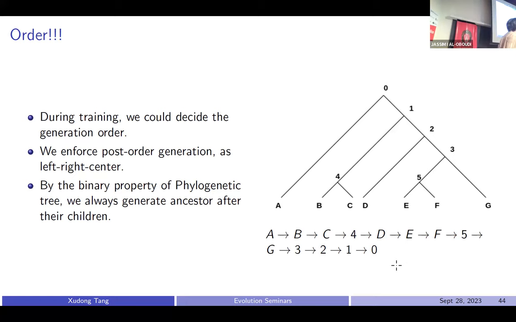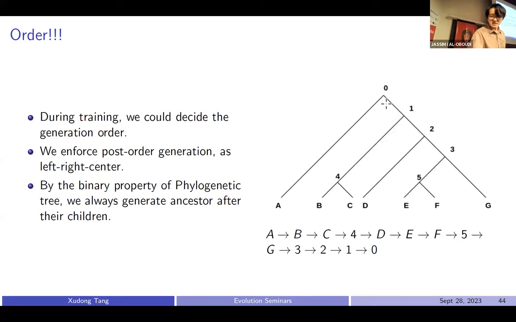So in this case, I show a 7-tip tree here because it's more complicated than 4-tip, and I want to show that it also works here. So what we want to do is we would strictly enforce a post-order generation. So the post-order generation is the order of left, right, and center. So let's look at this 7-tip tree. So we start from zero.